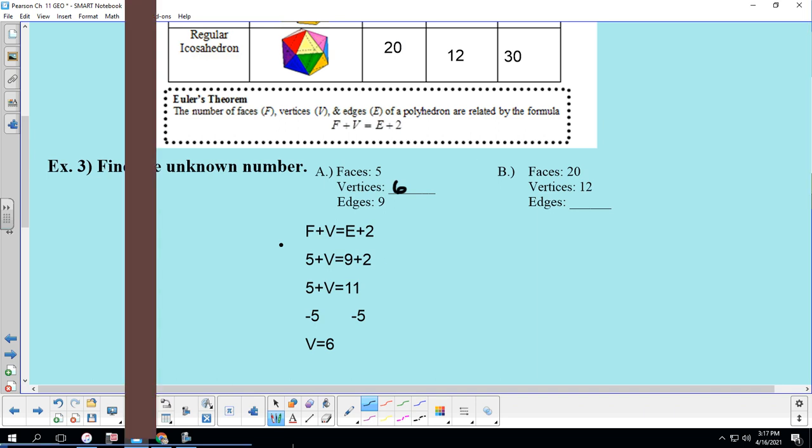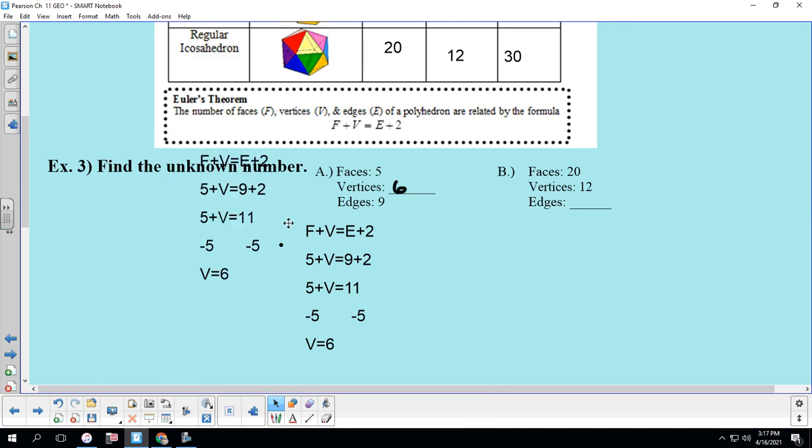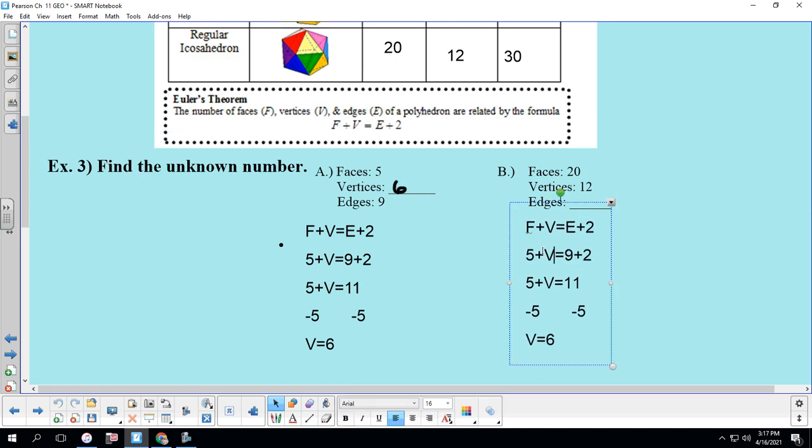We're going to do that one more time. I know, don't judge me. I'm just going to copy and paste it. So in this scenario, we have 20 faces, 12 vertices, and we don't know the edges. 20 plus 12 is 32. That's equal to the edges plus 2. So in this case, we're going to minus 2 from both sides to find that 30 is equal to our edges.